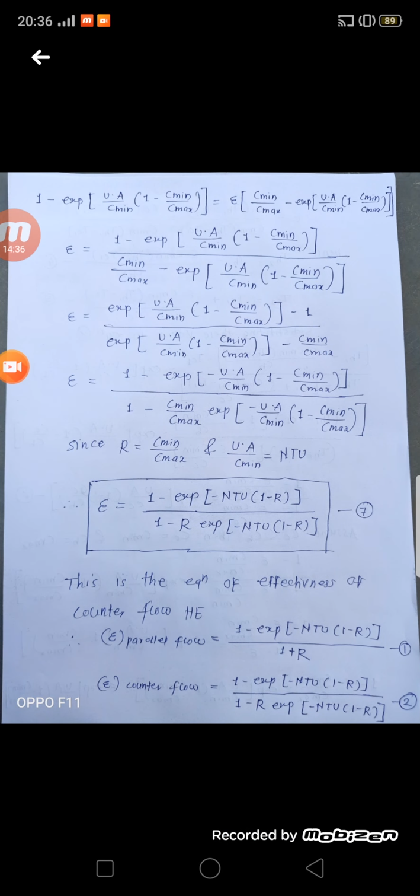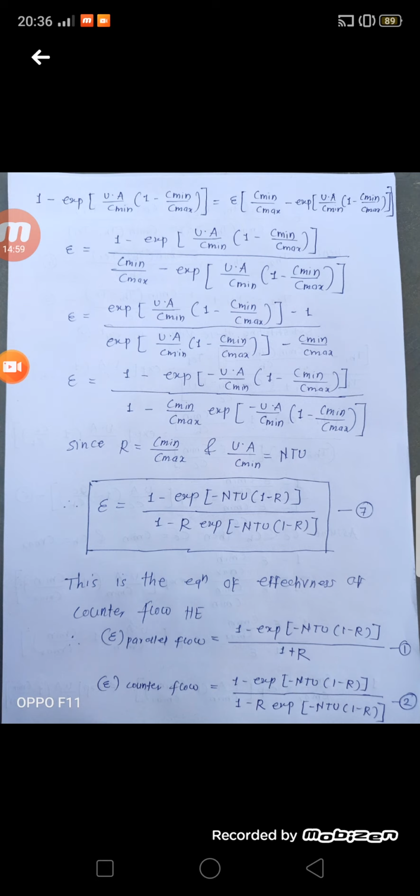Next, what is the left hand side term? 1 minus exponential of UA upon C minimum into bracket 1 minus C minimum upon C max, bracket complete, is equal to epsilon into, so epsilon is equal to C minimum upon C max minus exponential of UA upon C minimum into bracket 1 minus C minimum upon C max.